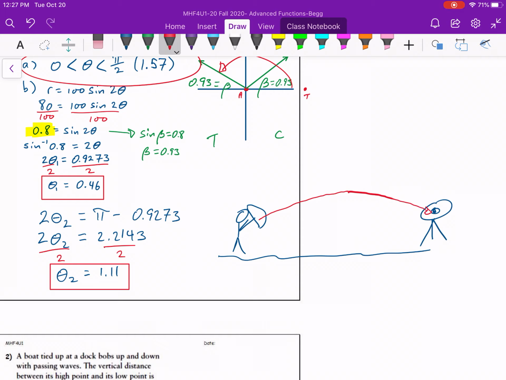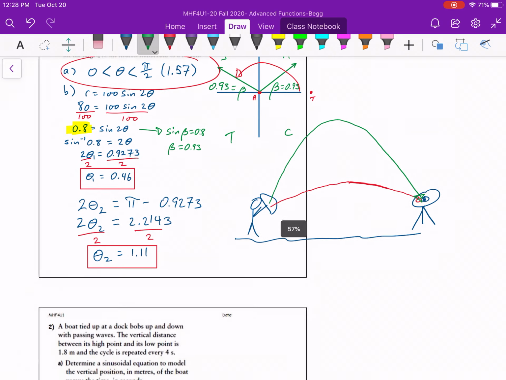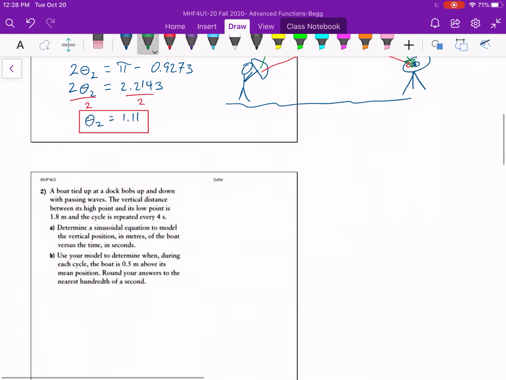But they could also do 1.11, which is a much steeper angle. And so if they aim up more, that would also work, because what happens is it's going to come back down and still hit the target. And so there's two paths that lead to the target, and those are the angles that work in this case.